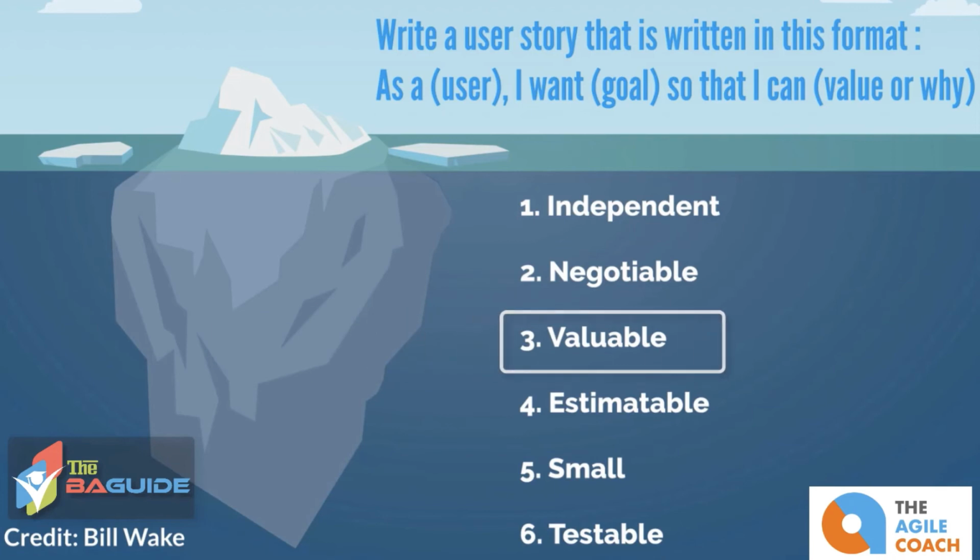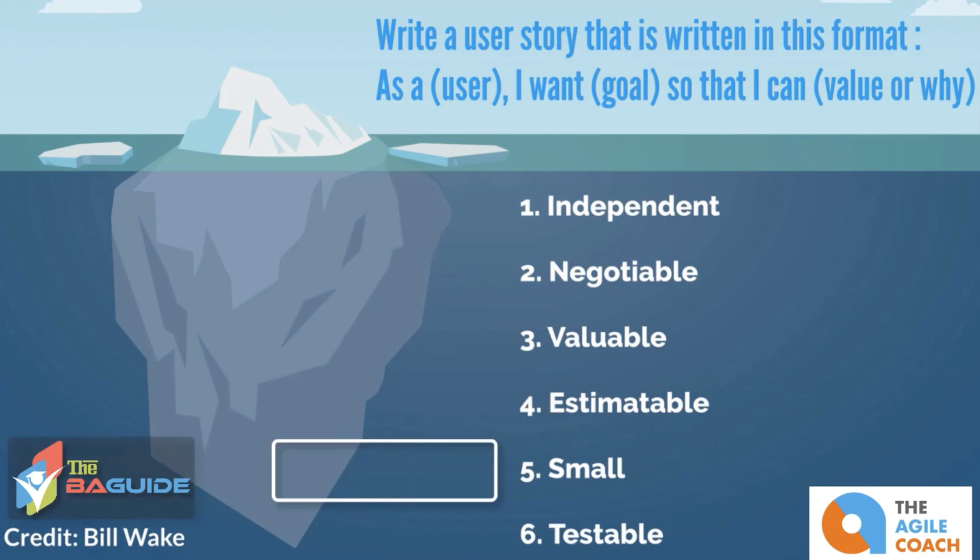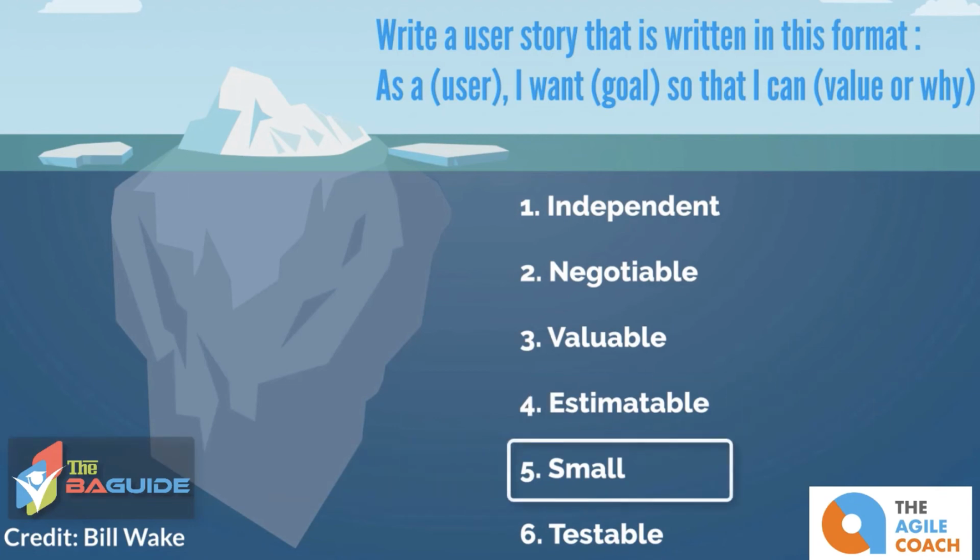The third one is valuable, that this user story has some concrete value to the users. The fourth one is estimatable. This just means if you have a user story, you should have some idea on how much complexity this story has. The fifth thing is small. It should be small enough for team members to finish this in a few days. And the last thing is testable. Whenever you're writing a user story, you should be able to test that user story. And if you pay attention to these 6 things, you will be able to come up with great user stories.